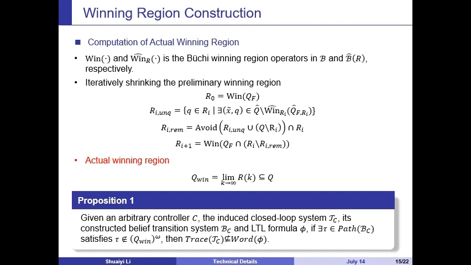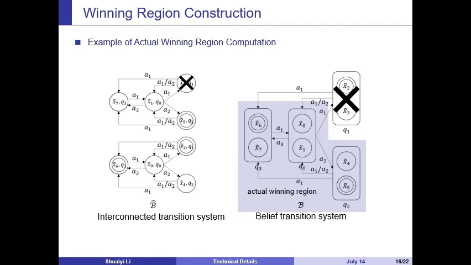the accomplishment of the task. In this example, we can construct the interconnected transition system on the left, and we compute the states that cannot infinitely visit accepting states and delete the corresponding belief states. Then the remaining region reaches convergence, which is the final winning region.